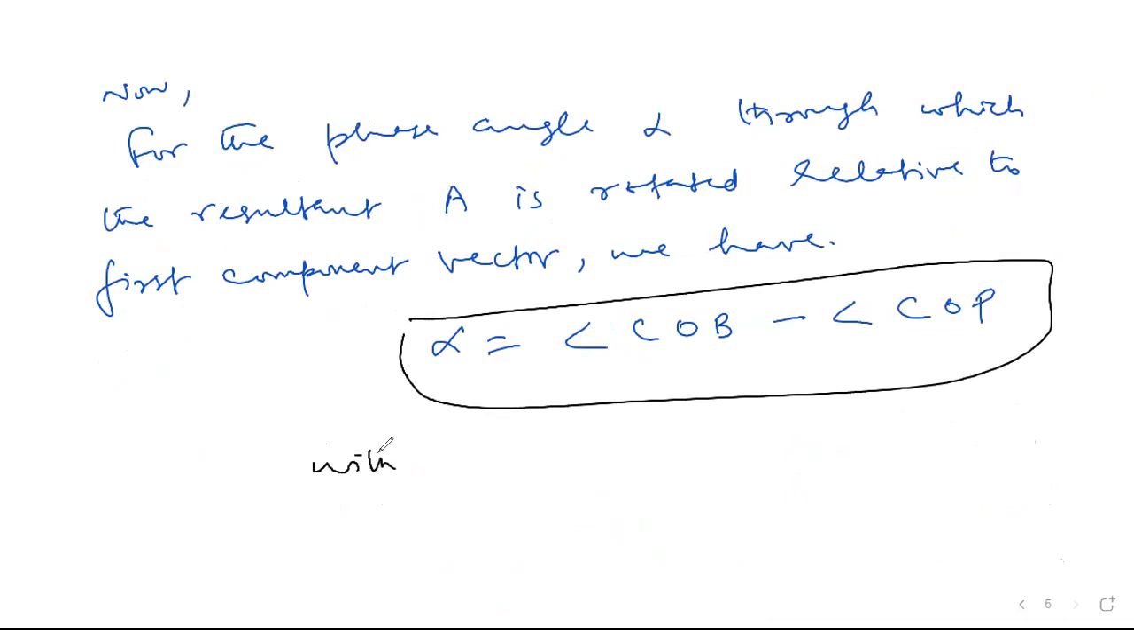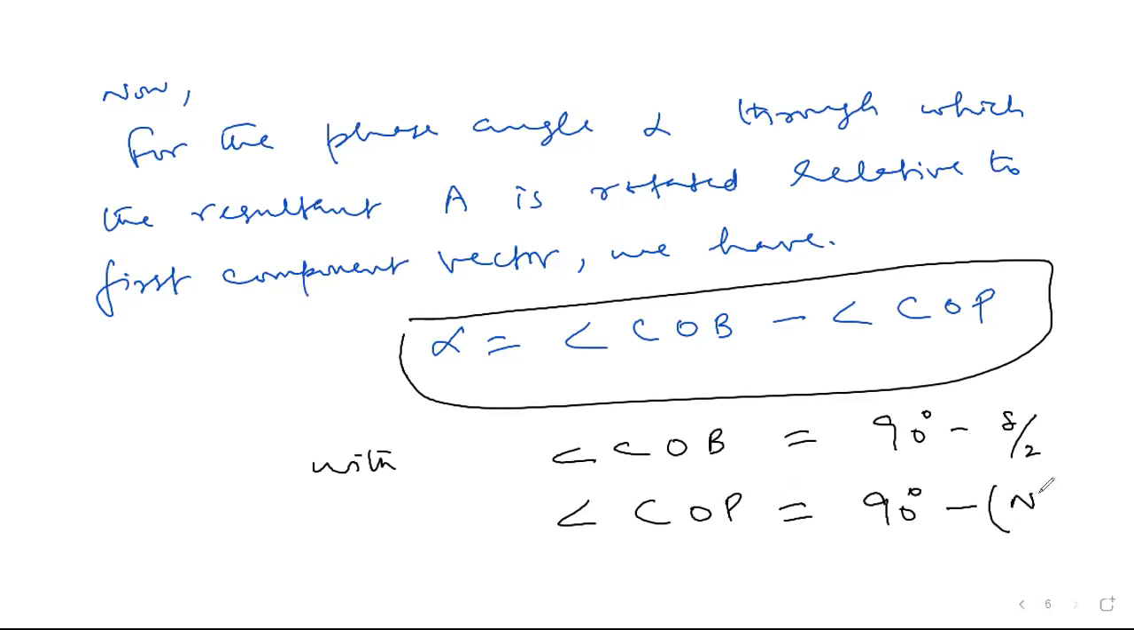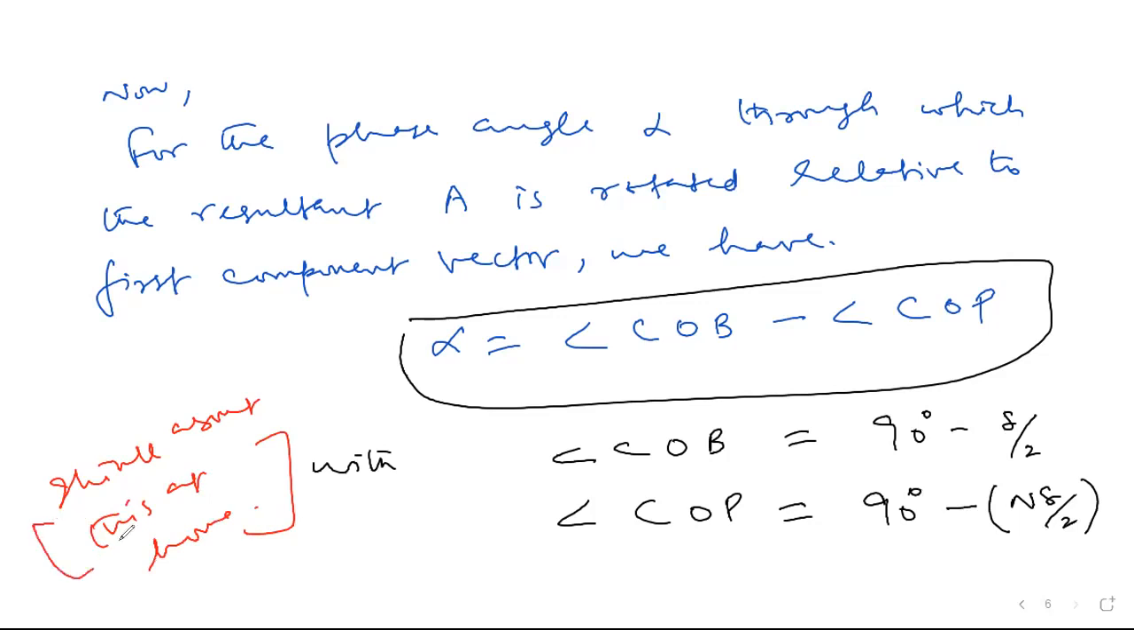Now, angle COB is equal to 90 degree minus delta by 2, and angle COP is 90 degree minus n delta by 2. I'm saying angle COB is 90 degree minus delta by 2, and angle COP is 90 degree minus n delta by 2. I will not explain it. I will give you homework this. Think about this at home and convince yourself.